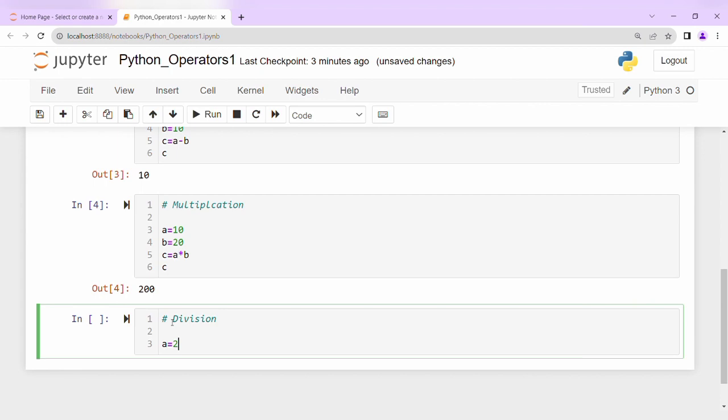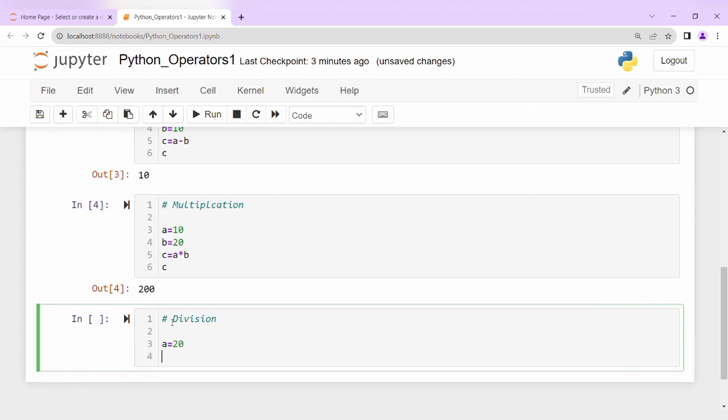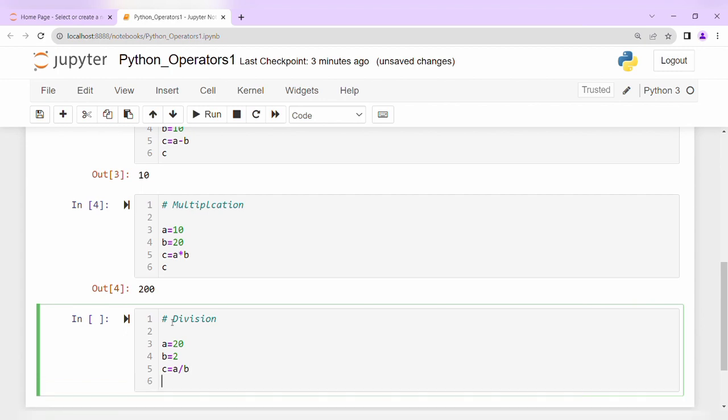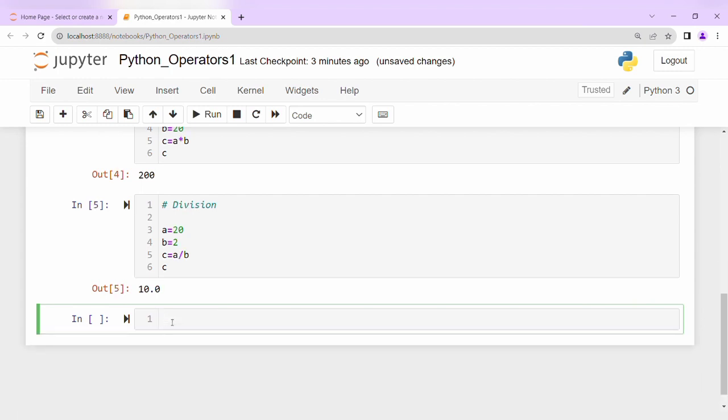Next one is division. So A is equal to 20, B is equal to 2, C is equal to A divided by B, display value of C. So A is 20, B is 2, C is 10.